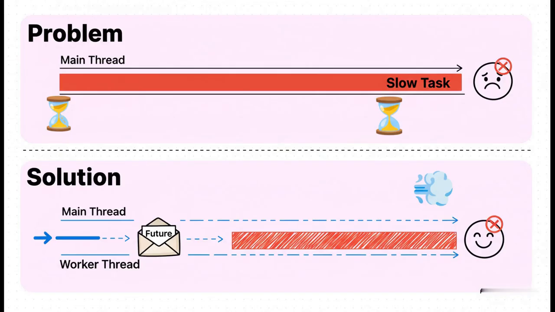Okay, our last deep dive is the future, or promise pattern. We have all been there. You click a button in an app, and the entire thing just freezes because it's stuck waiting for some slow network call or database query. The solution here is to simply not wait. When you kick off that long-running task, you immediately get back a special object, a future. And that's basically just a promise, a placeholder that says, hey, I'll have a result for you eventually.